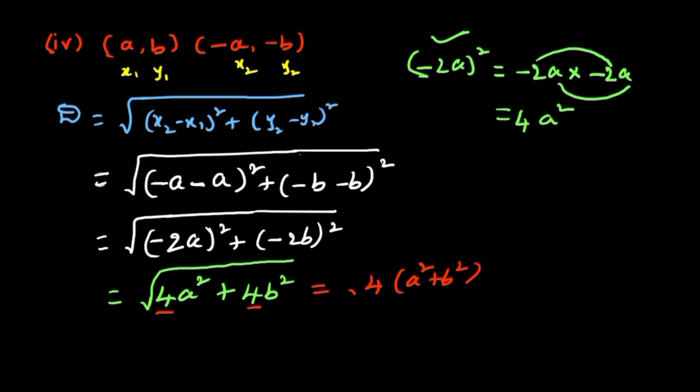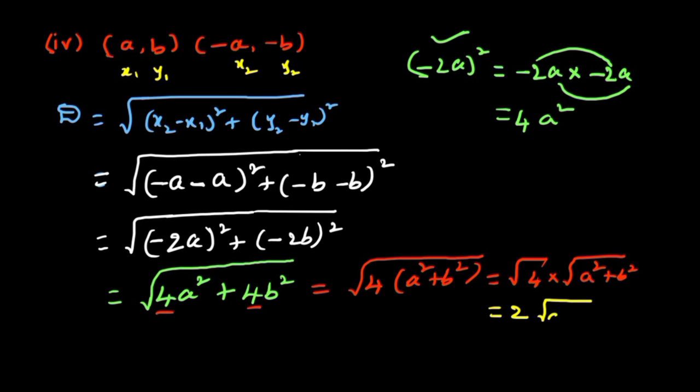So root 4, we can write individually as 4 into root of a square plus b square. So the root 4 value is 2, so we write 2 root of a square plus b square. This is important for 1 mark questions. So this is the first model. Completely we have used the distance formula. Using this one we are going to solve some more interesting problems.